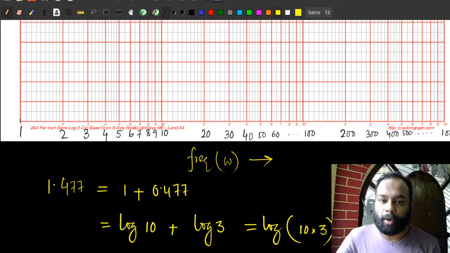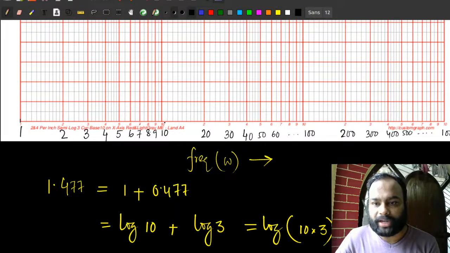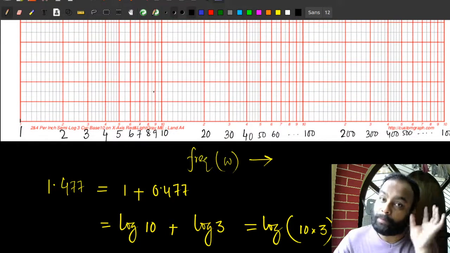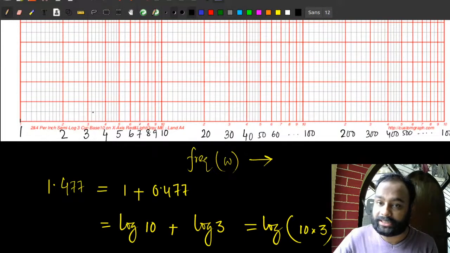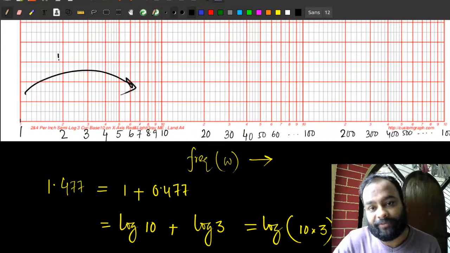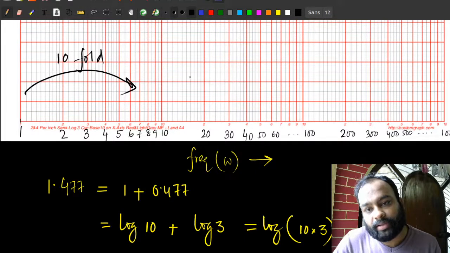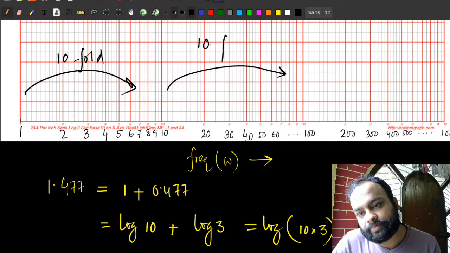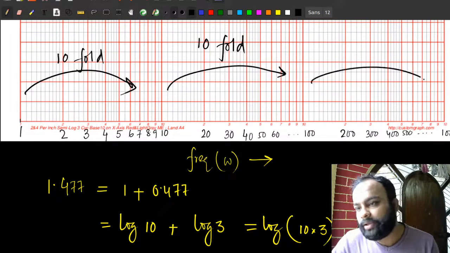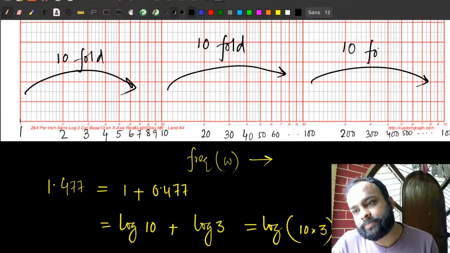So from 1 to 10, for example, if we increase from 1 to 10, that's a 10-fold change. Then from 10 to 100, that's also a 10-fold change. Then from 100 to 1000, that's also another 10-fold change. And since this is a 10-fold change, this change would be perceived identically to this change. This is again a 10-fold change, 10 times, right? This is again a 10-fold change.